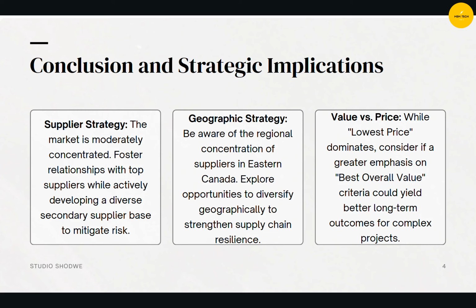And just to conclude, what could be the supplier strategy? The supplier should understand that the market is moderately concentrated. One way to become part of it is to foster a relationship with top suppliers while actively developing a diverse secondary supplier base to mitigate risk. Geographical strategy: be aware of your regional concentration of supply in Eastern Canada, and explore opportunities to diversify geographically to strengthen supply chain resilience. And value versus price: value definitely matters, but here we saw that the lowest price also dominates the bidding process. That's the idea.